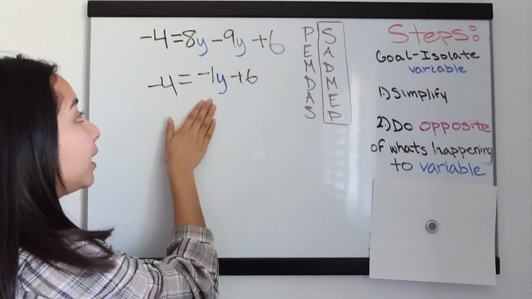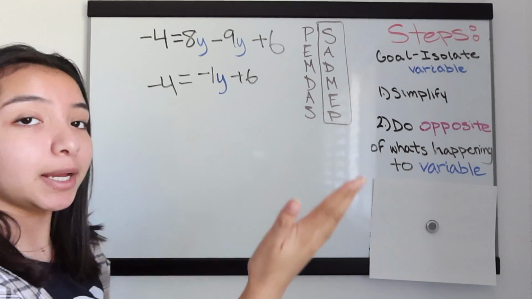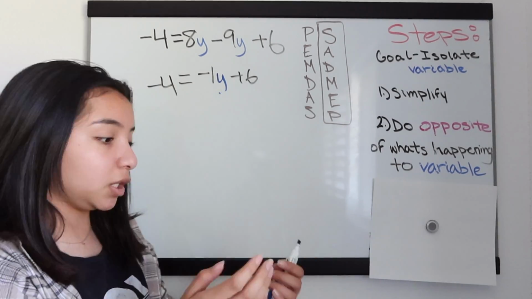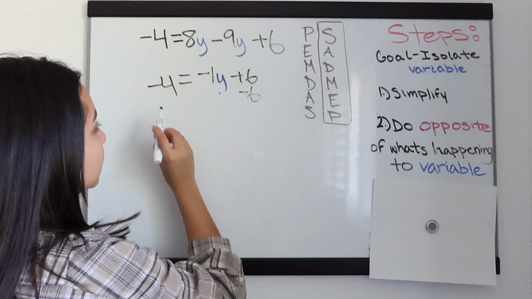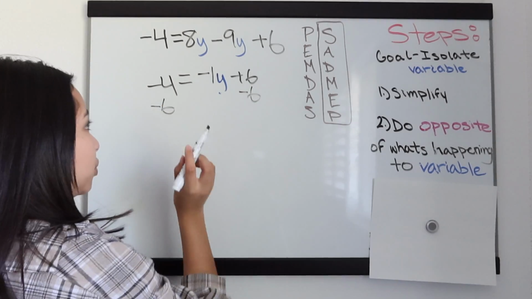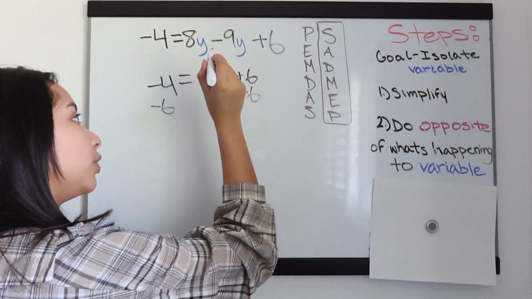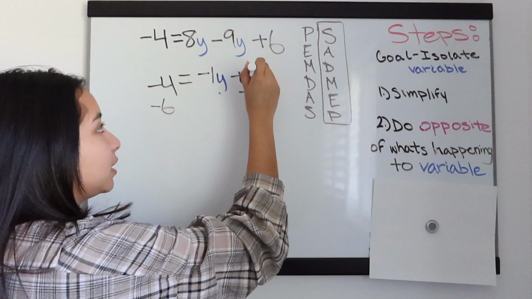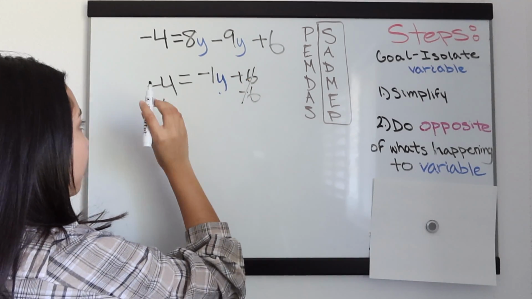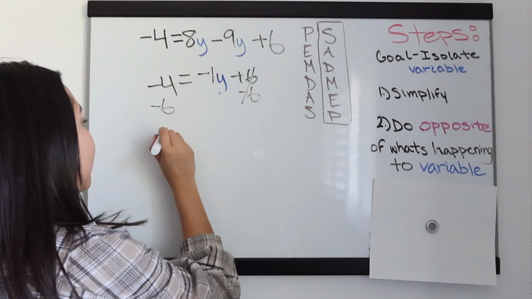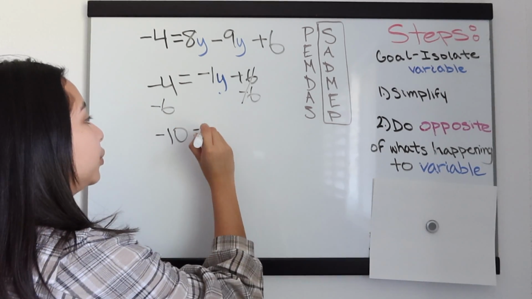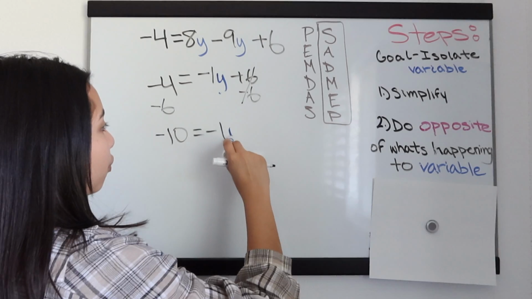6 is being added to the variable. So we want to isolate the variable. What is the opposite of addition? Subtraction. So we're going to subtract 6 on both sides of the equation. Whatever you do to one side, you do to the other. 6 minus 6 is 0, so that cancels out. And negative 4 minus 6 is negative 10, is equal to negative 1y.